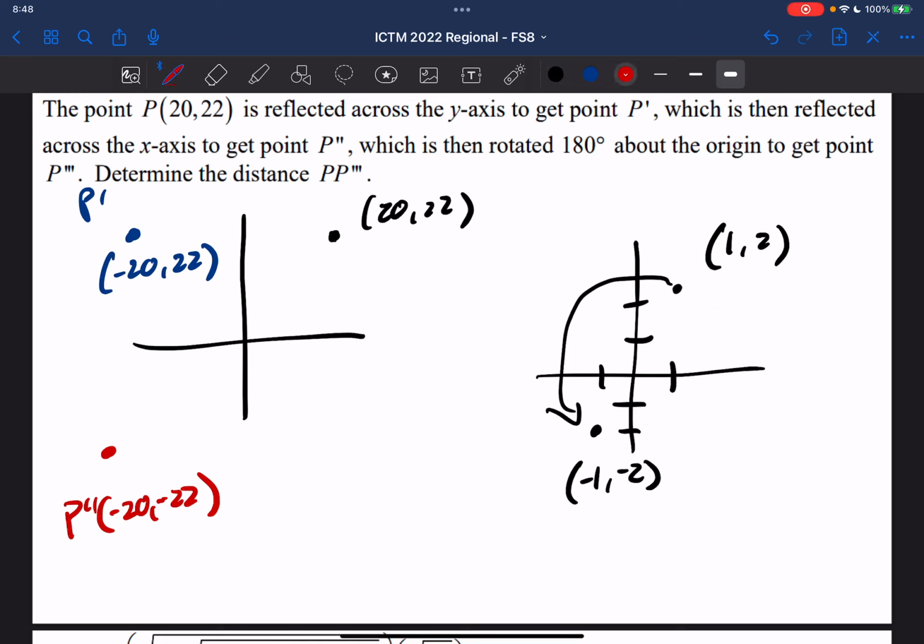So P triple prime is just going to become 20, 22. It's going to be the same point as where we started. So the distance between them is 0.